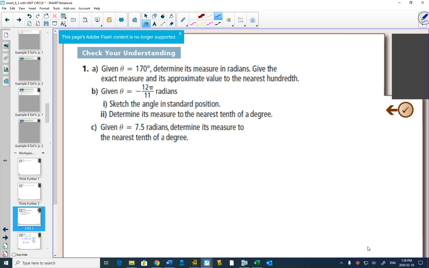Part A, given theta is 170 degrees, we want to change that measure to radians. Give the exact measure and its approximate value to the nearest hundredth. From our calculations, we can figure out that 1 degree is pi over 180 radians. So if you wanted to find 170 degrees, you would just have to multiply this side by 170 and that side by 170.